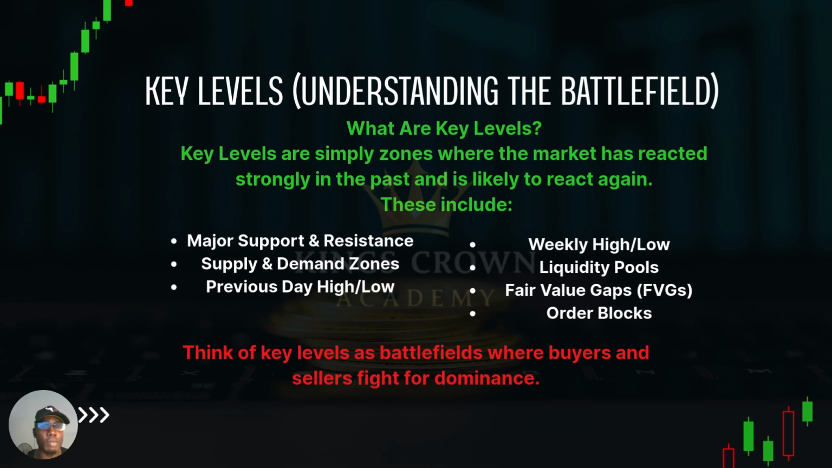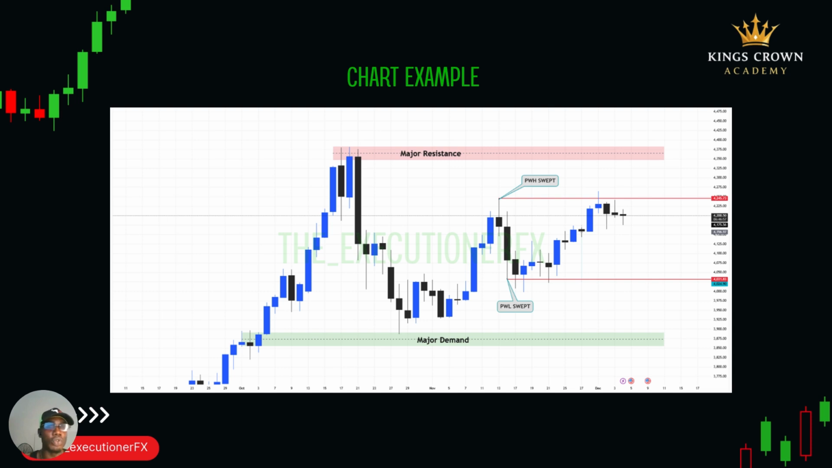That's where we talk about your major support and resistance, your supply and demand zones. You mark out your previous day highs and lows, your weekly highs and lows, your liquidity pools, your fair value gaps, and your order blocks. These are other important zones we consider as key levels on the chart. Think of a key level as a battlefield where buyers and sellers fight for dominance. Your duty is to come to the chart every day and mark out your key levels for the day, for the week, for the month. Then you expect price to react around those areas.